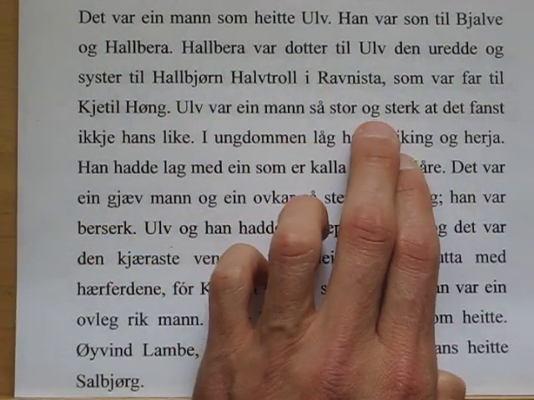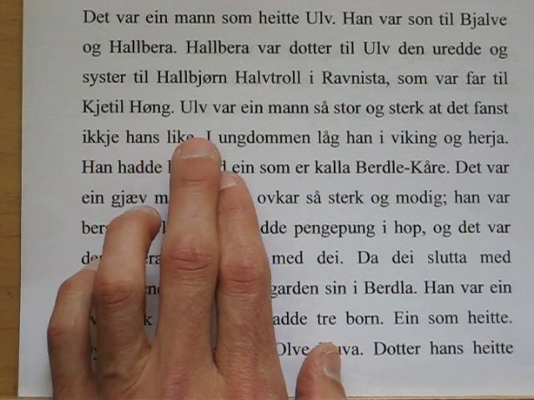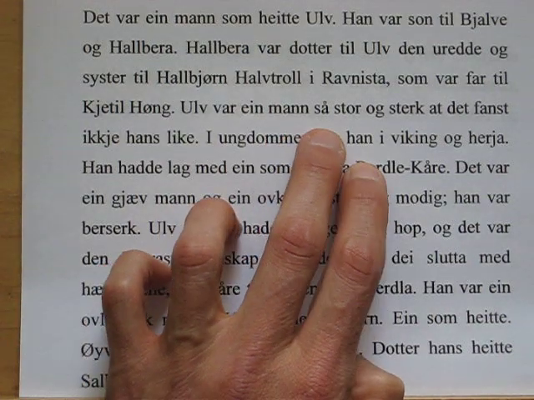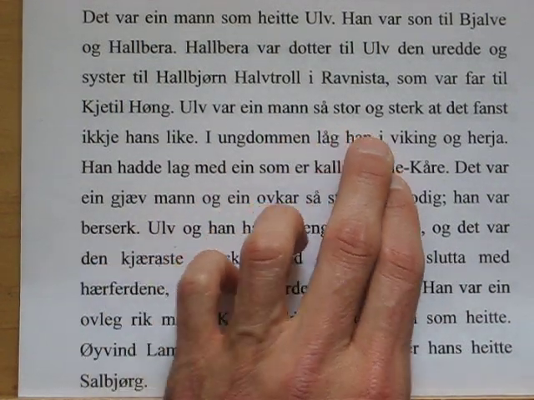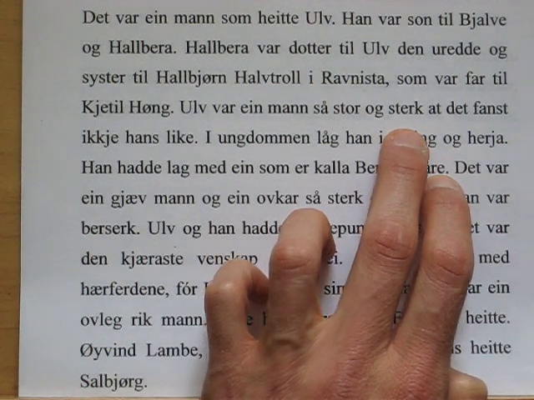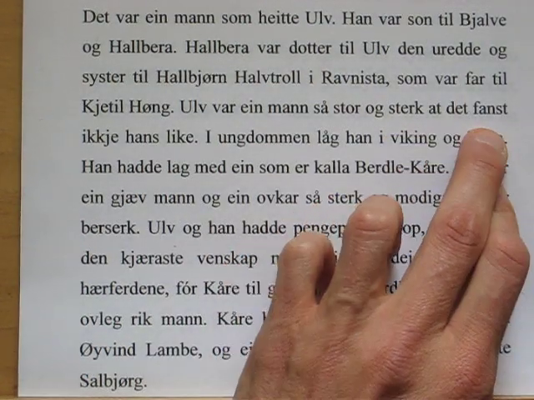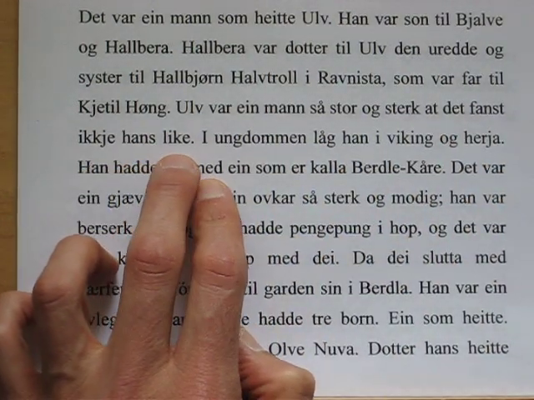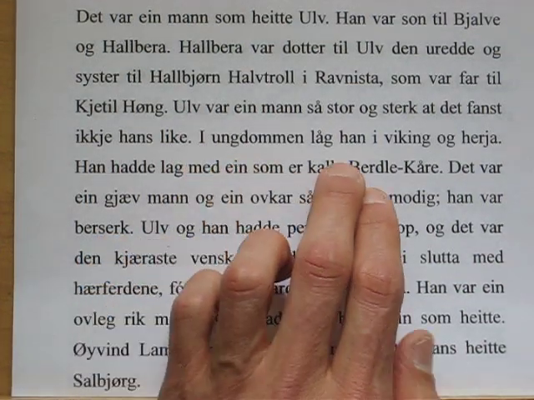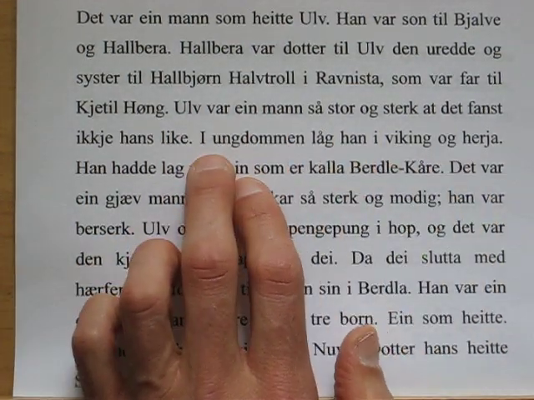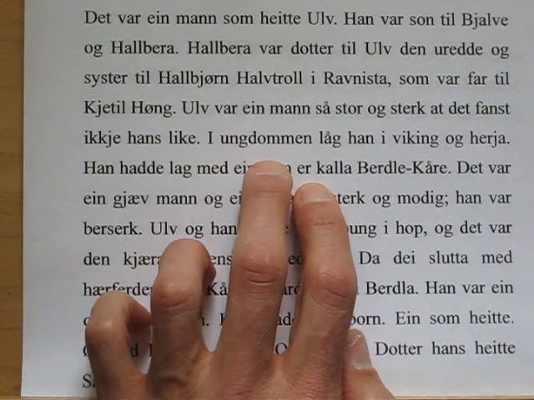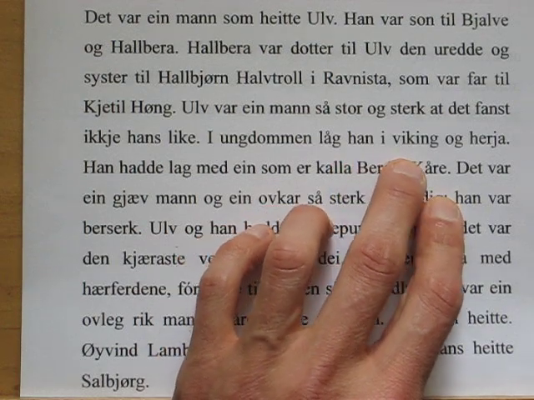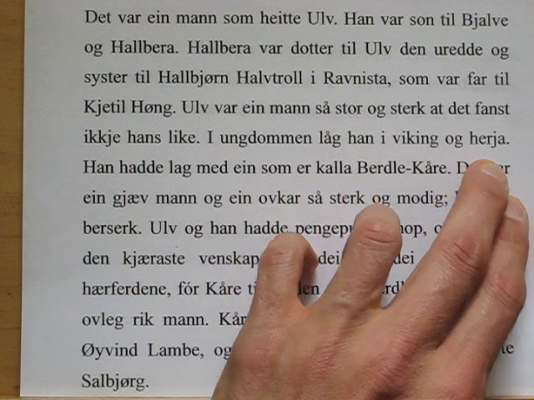Ulv var en man så stor og sterk at det fanns ikke hans like. Ulv was a man so big, tall, and strong, that there was not his like. I ungdommen låg han i Viking og herja. In his youth he went a Viking, warring and pillaging.